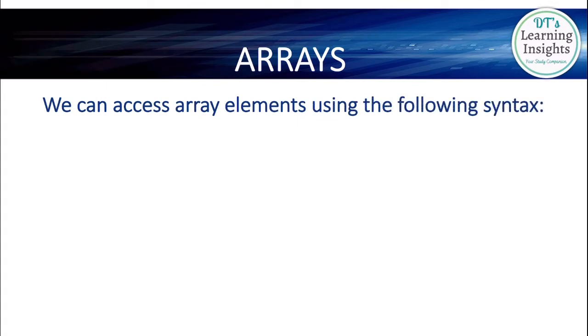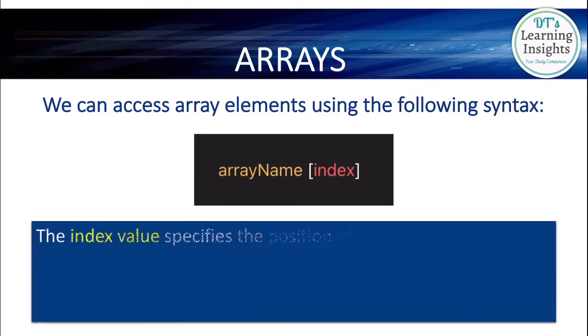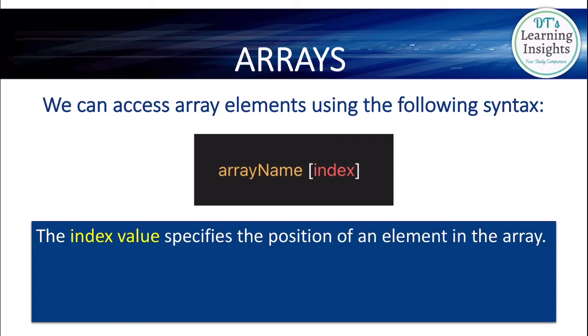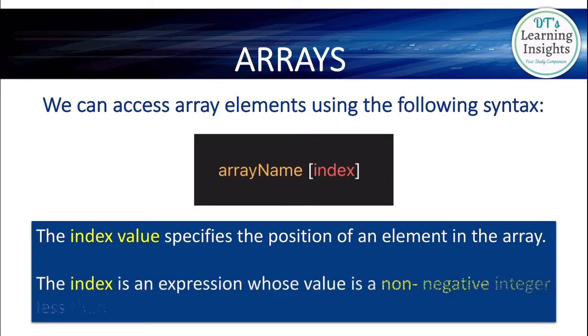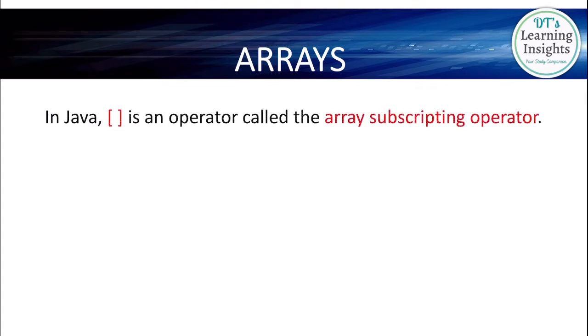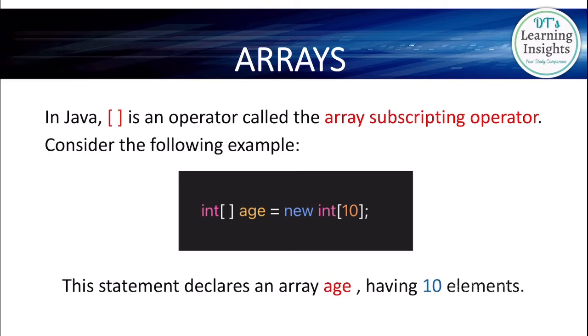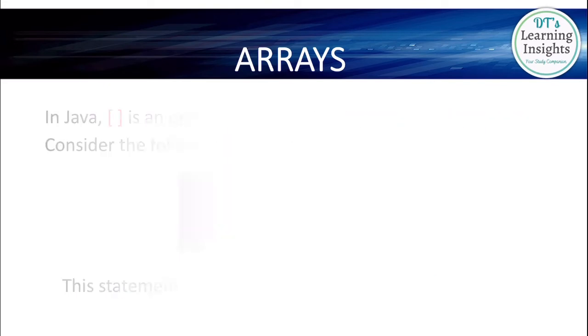We can access the array elements using the following syntax, and here the index value specifies the position of an element in the array, and it is also an expression whose value is a non-negative integer lesser than the size of the array. In Java, we have the set of square brackets, which is an operator called the array subscripting operator. Consider the following example. This statement declares an array called age, and that will be having 10 elements.